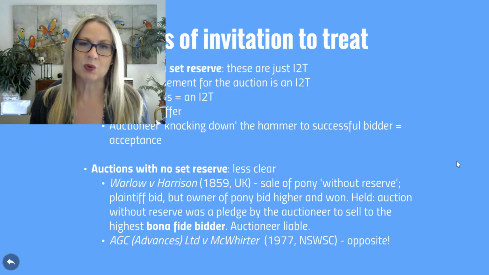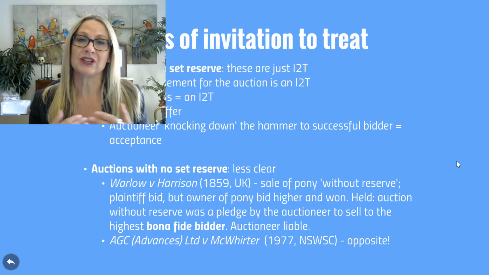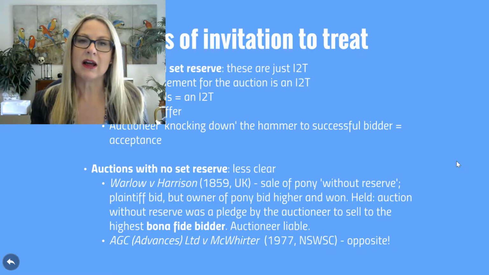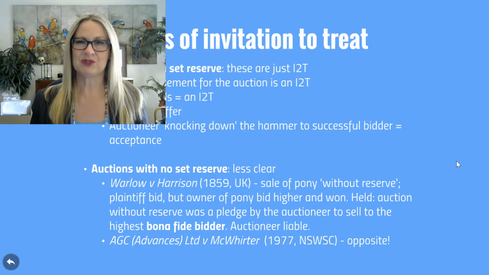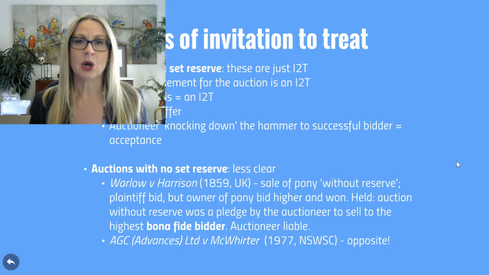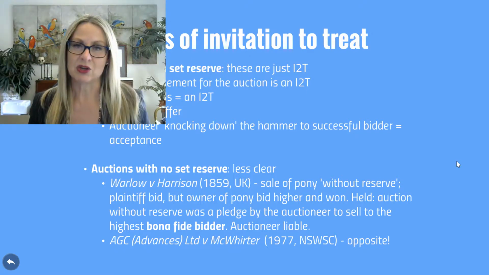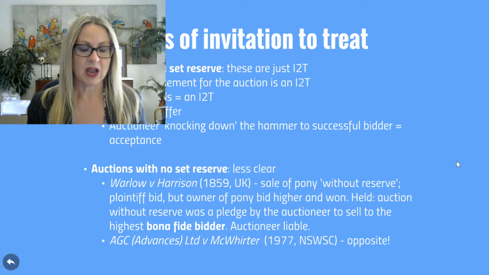And what the plaintiff argued was, hang on a minute, an auction without a reserve effectively constitutes a pledge by the auctioneer to the bidders that they will knock down that item to the highest bona fide bidder. Here, the vendor themselves bid. How is that a bona fide bid? And the court agreed, and they said, hang on a minute, the auctioneer should be liable. And the auctioneer was liable. So they breached that pledge to the bidders at the auction without a reserve that they would knock the item down to the highest bona fide bidder.